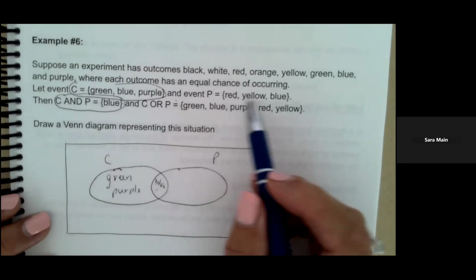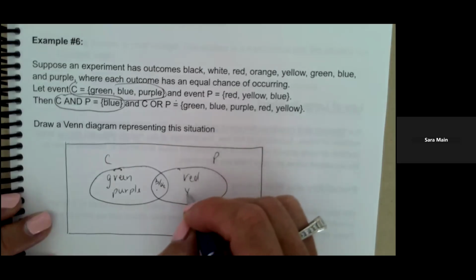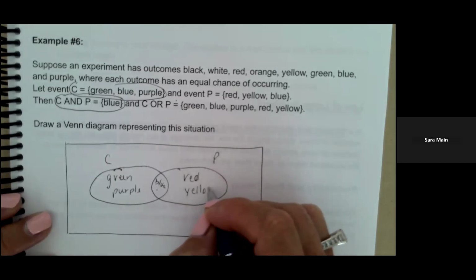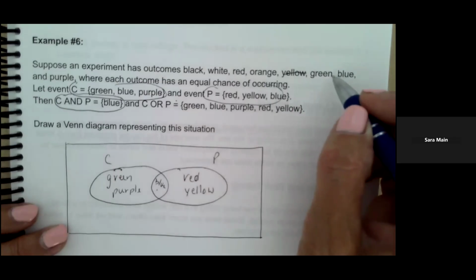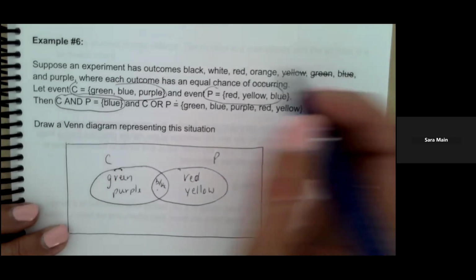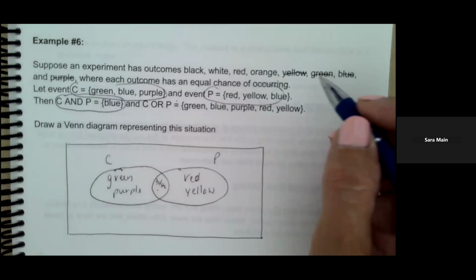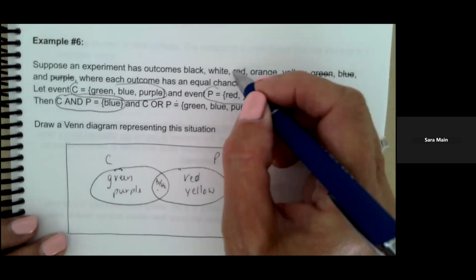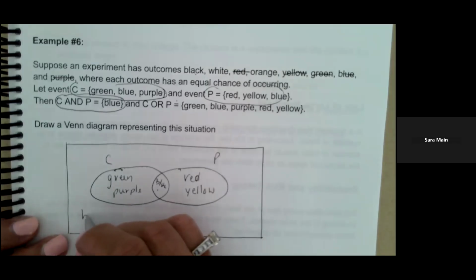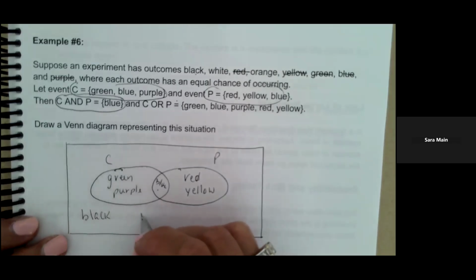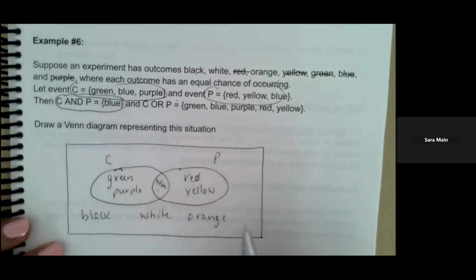And then P has red, yellow, and blue. We've already written down blue, so that means P has red and yellow. And so we've written down yellow and green and blue and purple, and red. So black, white, and orange if not. So I'm just going to fill those in down here. So black, white, and orange are not in either C and P.